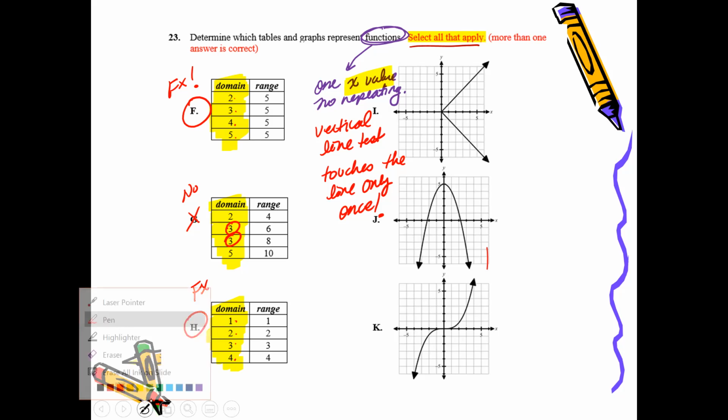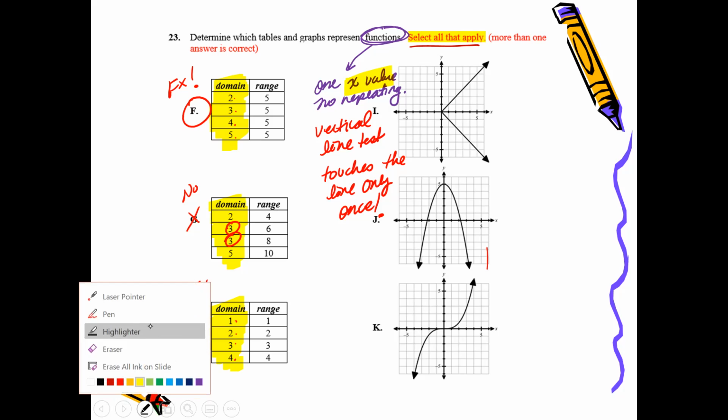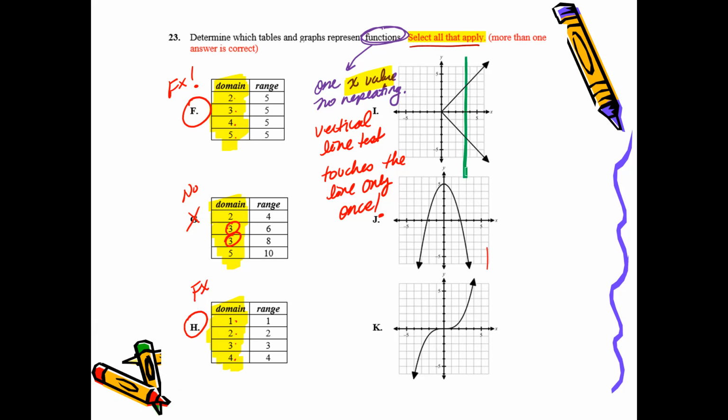Take a look at I. With I, if I go ahead and draw a straight line here, how many times does this line touch that graph on that green line? Do you see how it's 2 times? Didn't I say it could only touch it once? So guess what? I is not an answer. Nope, don't even circle that one. Nope, not it.